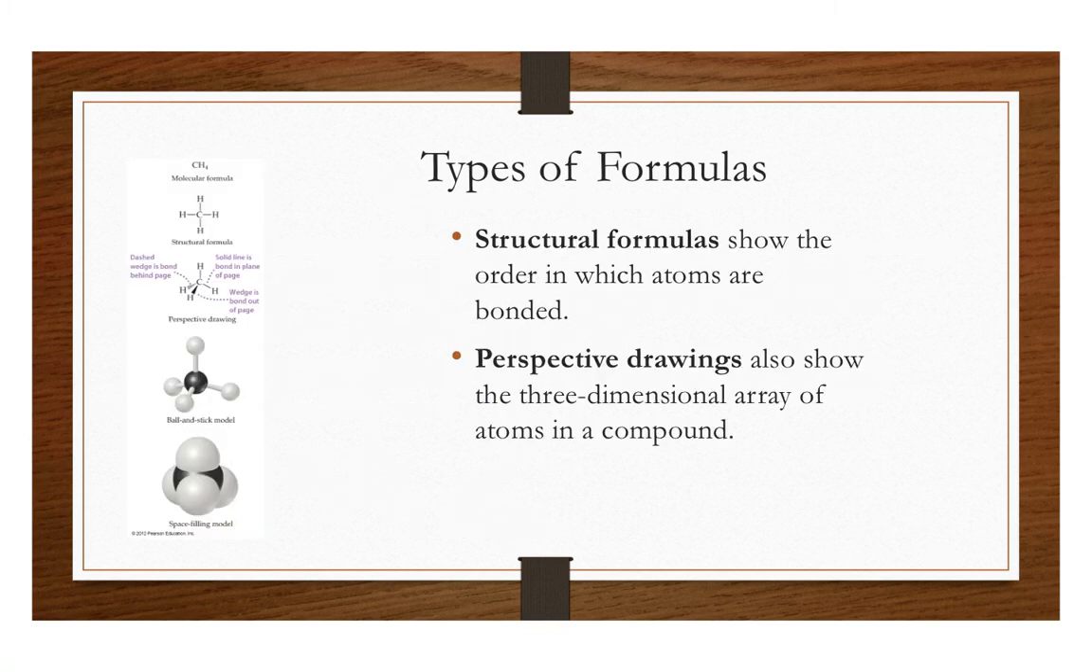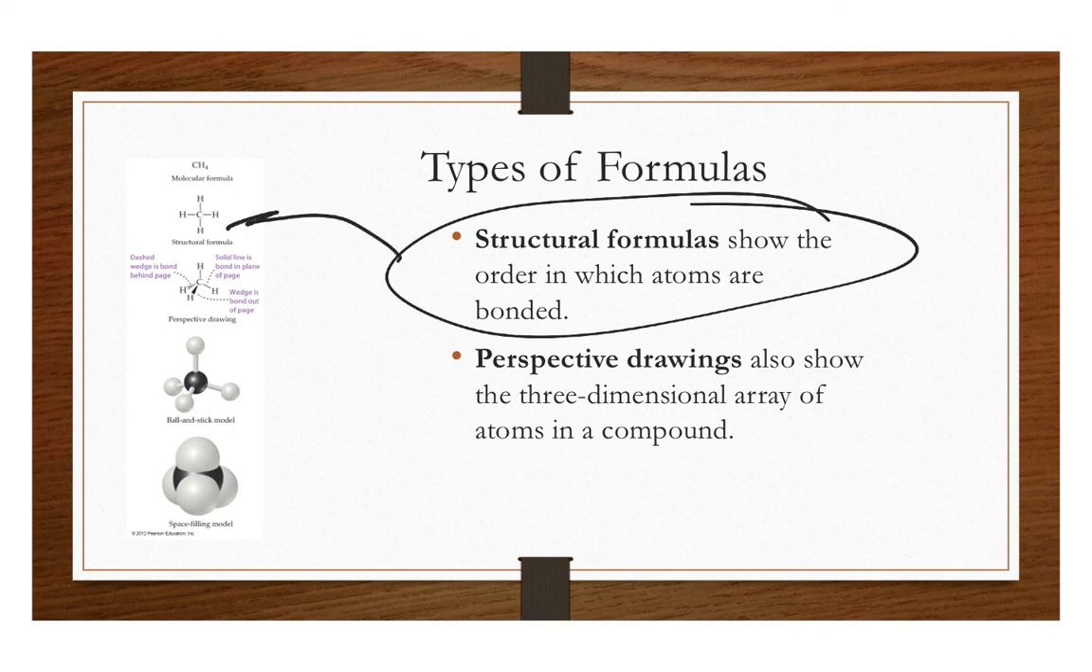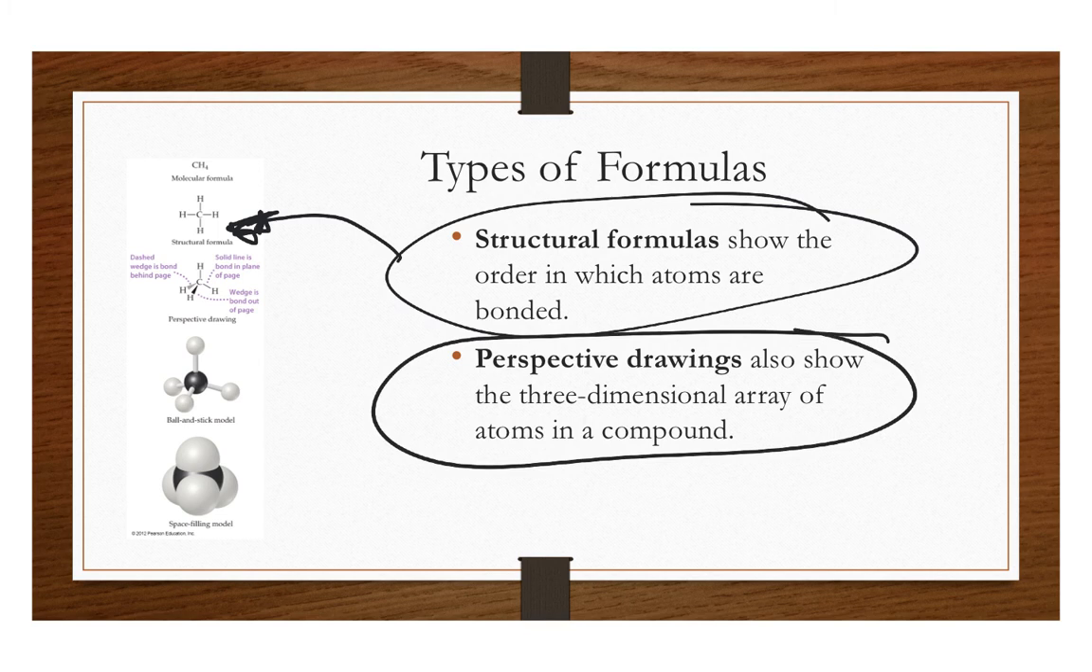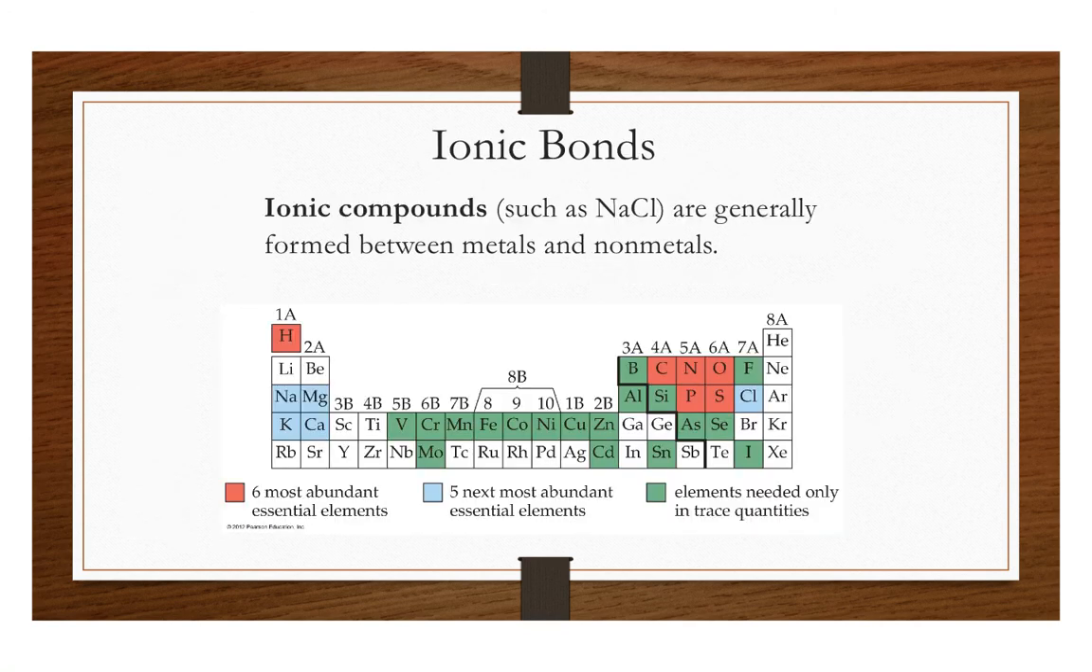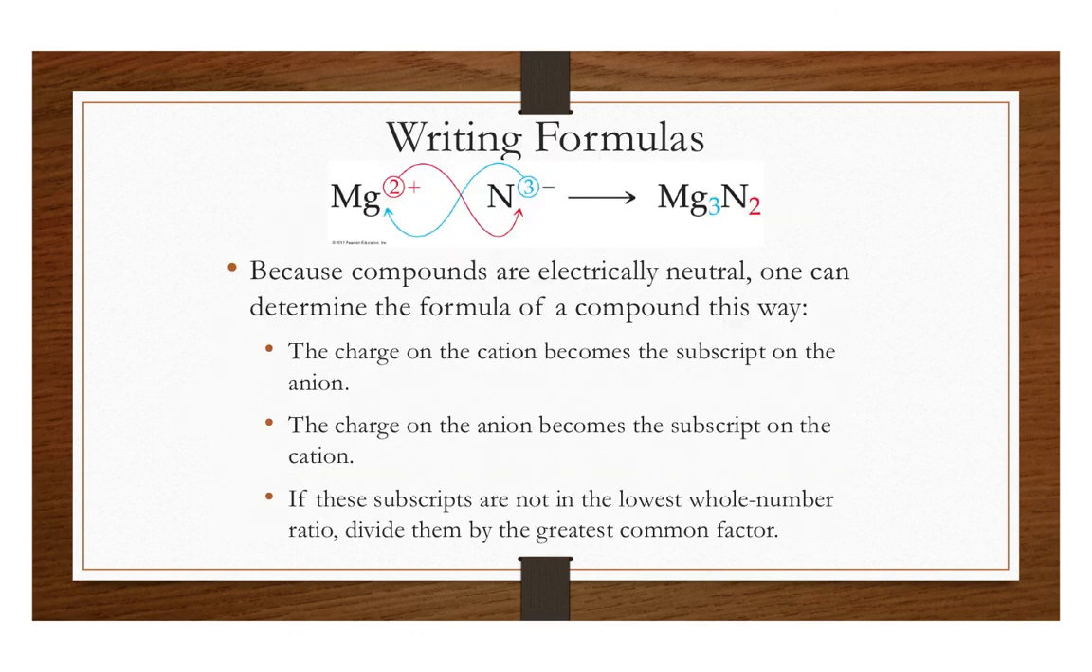Other types of formula, structural formulas, look like this. They show how the atoms are bonded to each other. And the last type of formula you can have are actually perspective drawings, which show 3-dimensional depictions of how the atoms are arranged. Ionic compounds, such as sodium chloride, are generally formed between metals and nonmetals. And remember that the stair-step line on the periodic table in general separates our nonmetals from our metals.